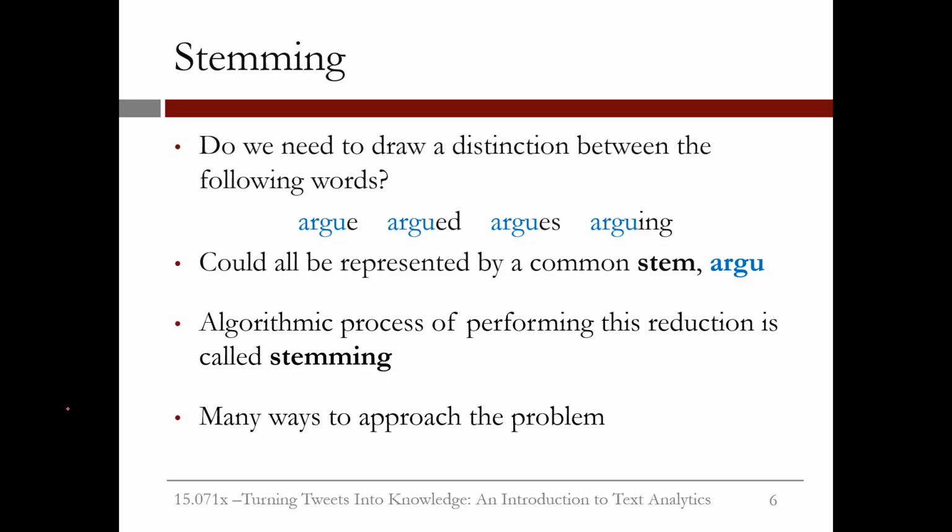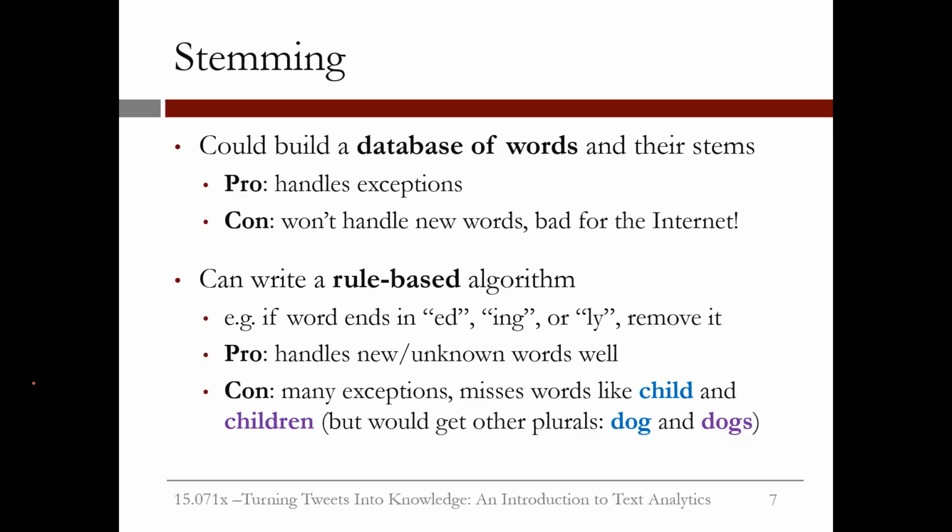Lastly, an important pre-processing step is called stemming. This step is motivated by the desire to represent words with different endings as the same word. We probably do not need to draw a distinction between argue, argued, argues, and arguing. They could all be represented by a common stem, argue. The algorithmic process of performing this reduction is called stemming. There are many ways to approach the problem.